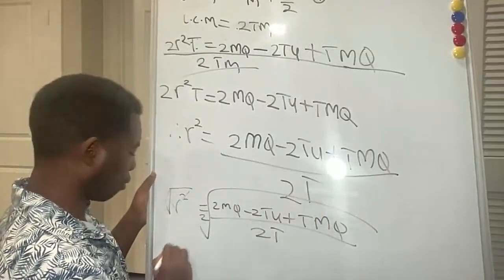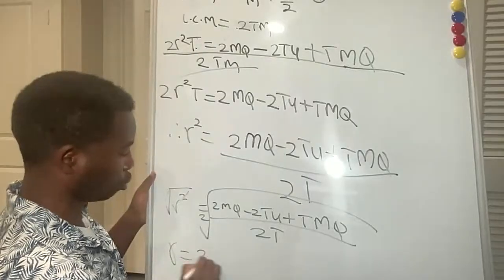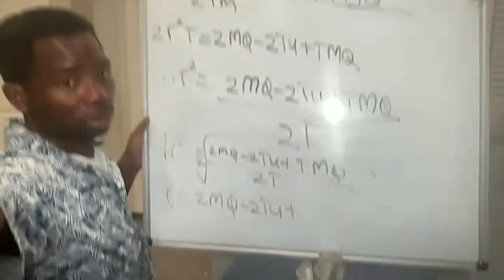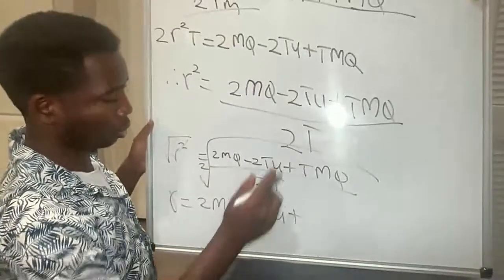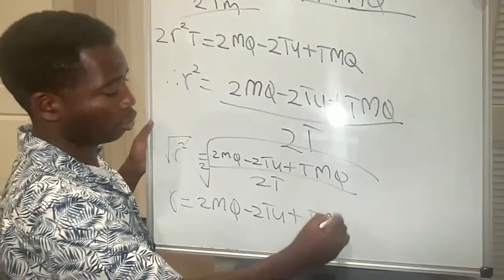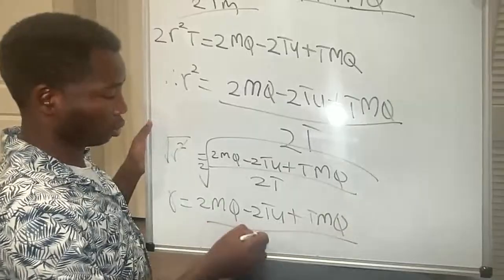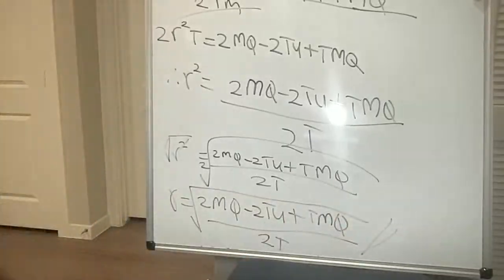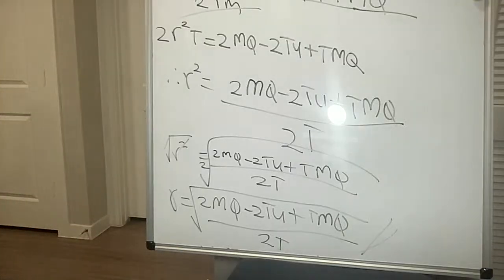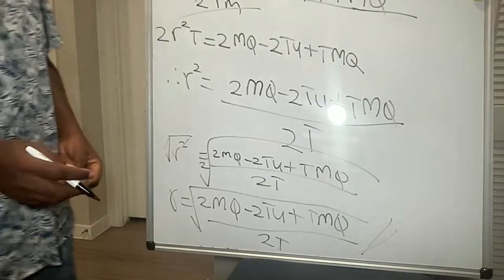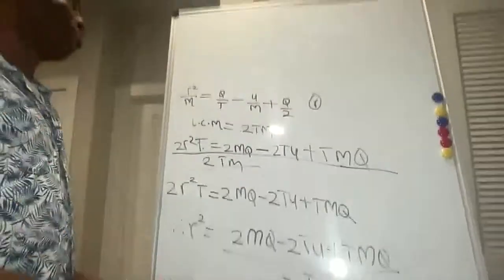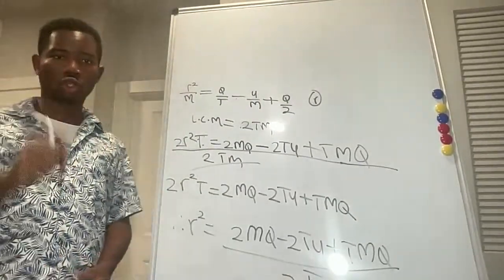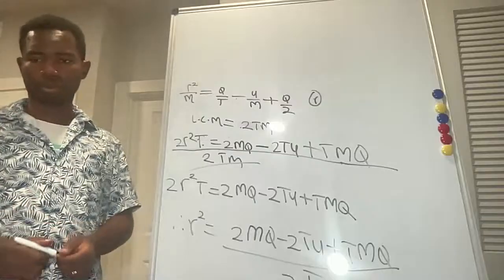2 cancels 2, R is equal to the square root of 2MQ minus 2TU plus TMQ over 2T. So this is how to make an alphabet subject in an equation.